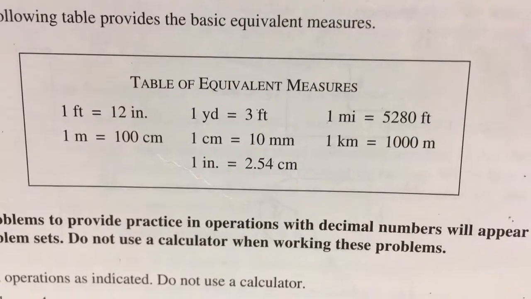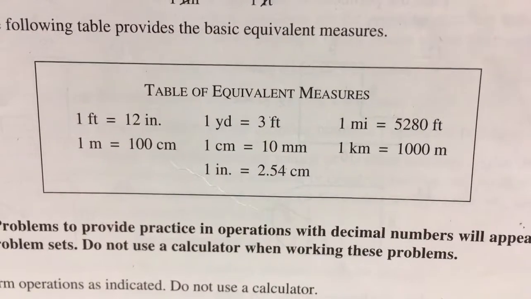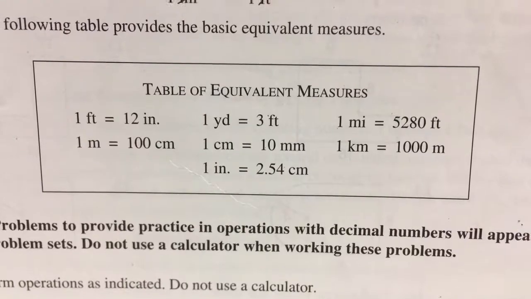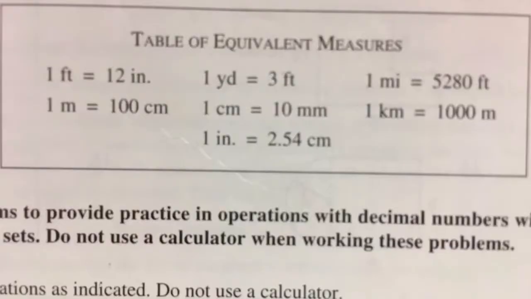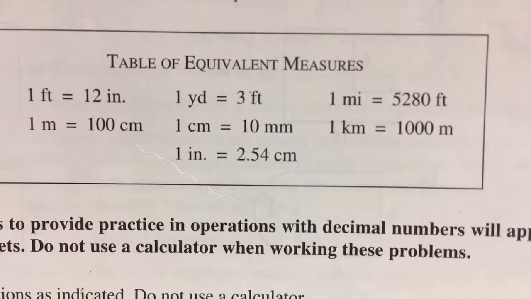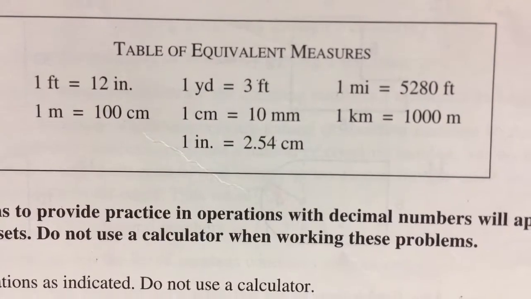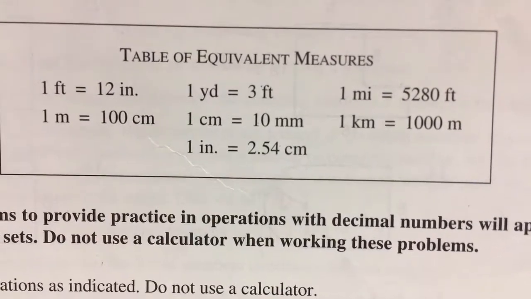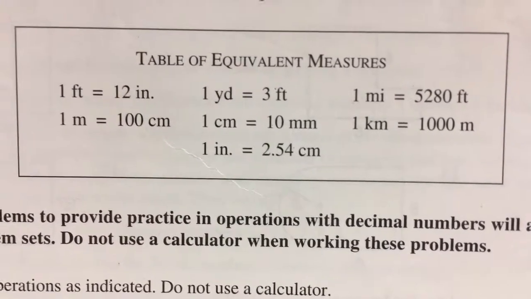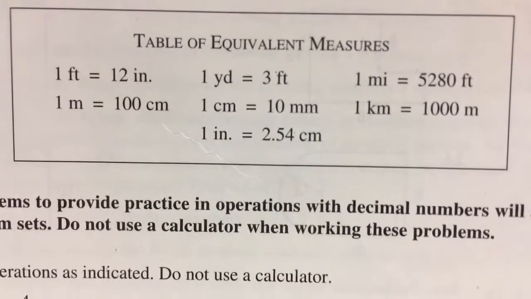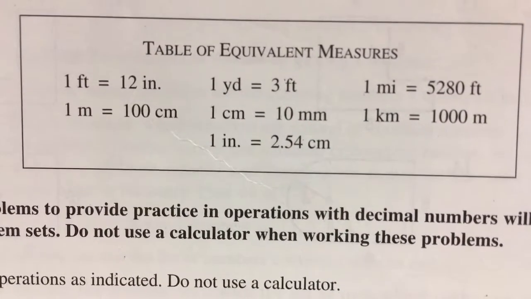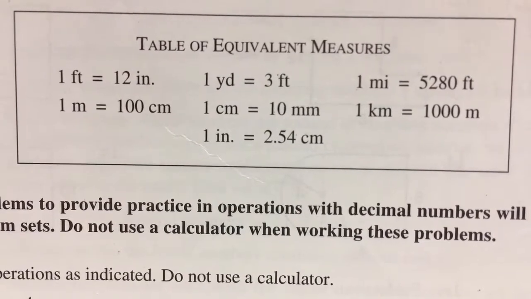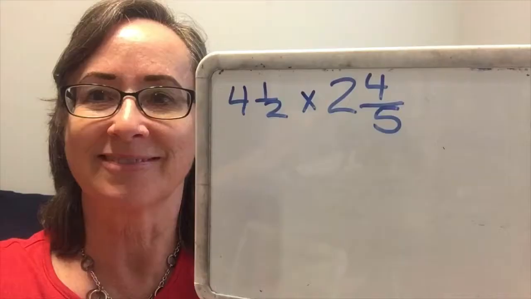All right, so down at the bottom of page 21, you have this nice little chart. Table of equivalent measures. These should be memorized. There's just no way around it. These must be memorized. They're narrowed down to only, what is that, 7 facts that you must memorize. I would make some flashcards.